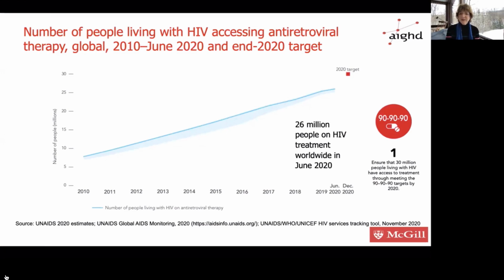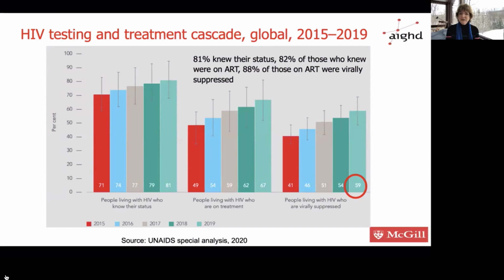How have we done? Well, in June 2020, there were 26 million people on HIV treatment worldwide, but the 90-90-90 goal was 30 million by 2020. So how does the HIV treatment cascade look in 2019? Well, as you can see, from 2015 to 2019, there have been big increases in testing and treatment. So we see that 81% of people knew their status, 82% of those who knew their status were on treatment, and 88% of those on treatment were virally suppressed. So this translated into 59% of all people living with HIV being virally suppressed. So it's below the 73%. It's certainly an increase, an important increase, but we have a ways to go.